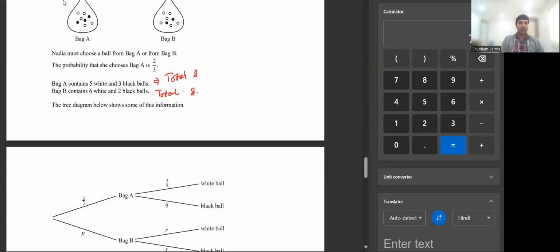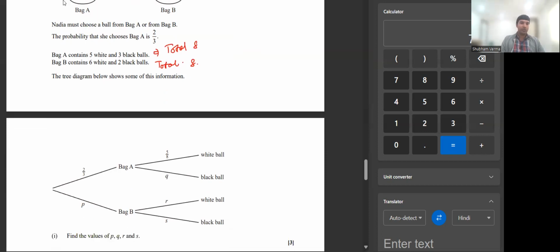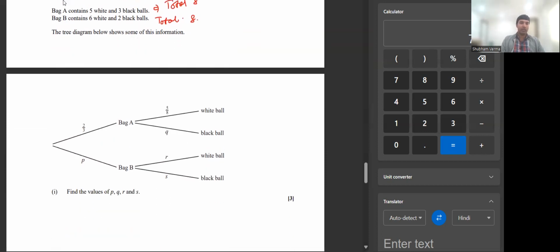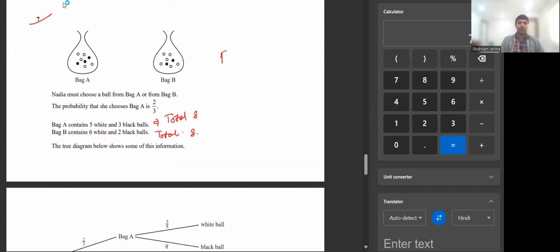The tree diagram below shows some of this information. The probability of choosing bag A is 2 by 3, so the probability of choosing bag B would be 1 minus 2 by 3, which is 1 by 3. Now, why is it so? When we perform an experiment, whatever events are associated with this experiment, here choosing bag A and bag B, are called exhaustive events. The total number of events associated with an experiment is called exhaustive events, and the sum of the probabilities of exhaustive events is 1.